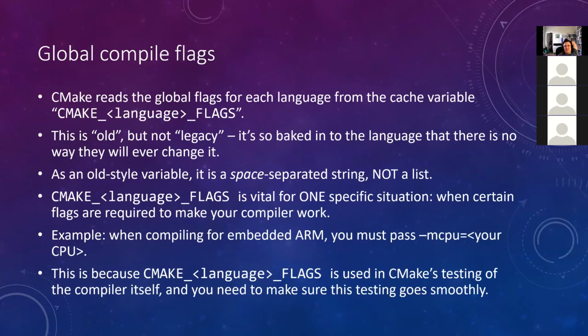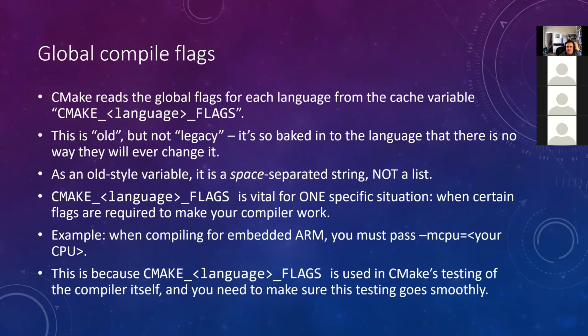Now, this variable is considered old in that there's a newer and better way available, i.e. directory properties, but it's not legacy because it's so baked into CMake that there's no way they're ever going to change it. So this variable will be around for a long time. One of the reasons it's considered old is that it's space separated, not a semicolon separated list, so working with it can be a little awkward sometimes. However, it's vital for one specific situation.